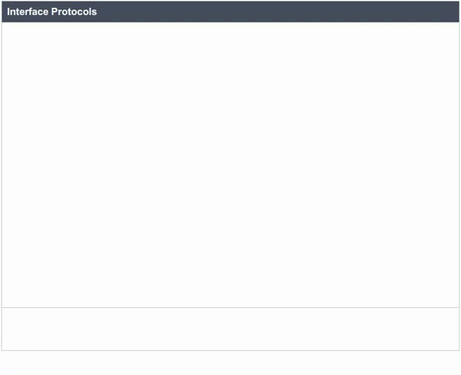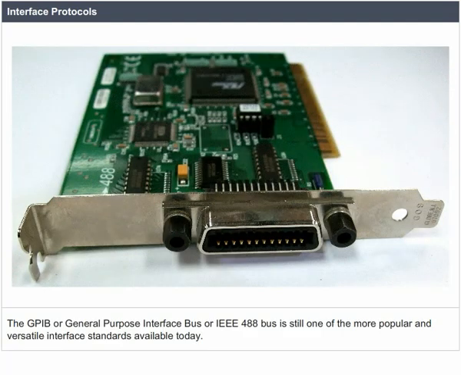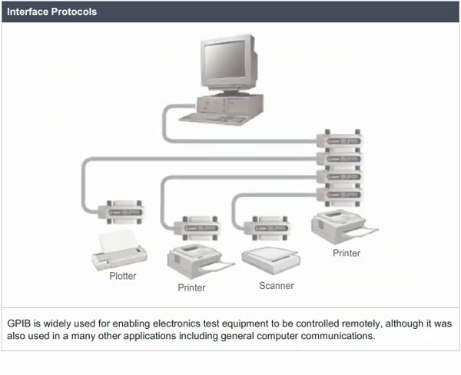Interface protocols. The GPIB, or General Purpose Interface Bus, or IEEE 488 bus, is still one of the more popular and versatile interface standards available today. GPIB is widely used for enabling electronics test equipment to be controlled remotely, although it was also used in many other applications including general computer communications.